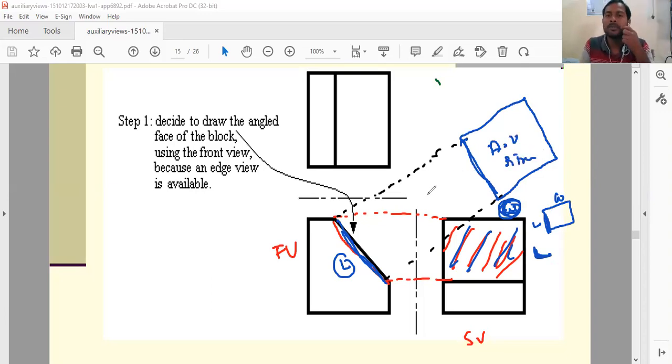So in the exam, they will give exact measurements like 30, 10, 20. By using the measurements, you can draw accurately. Is that clear?